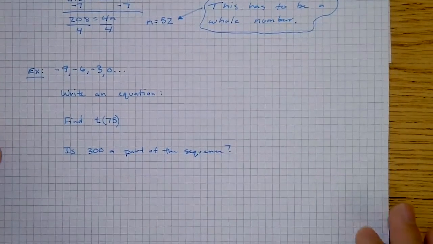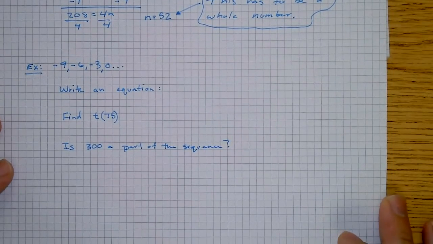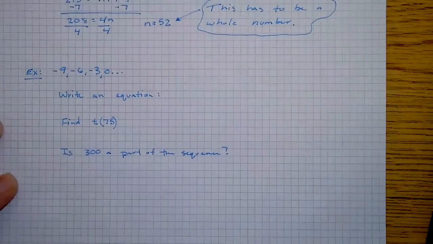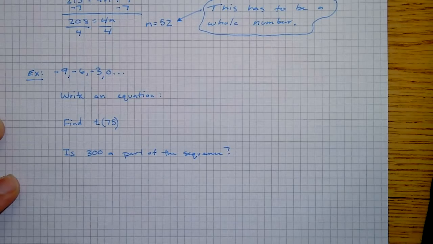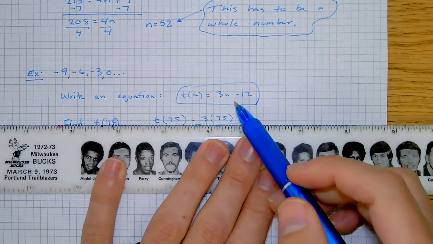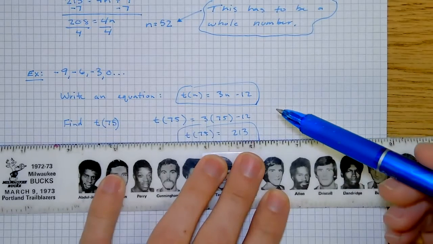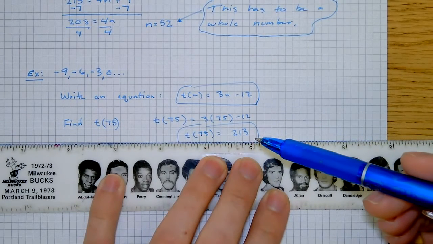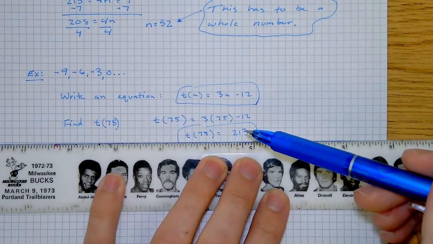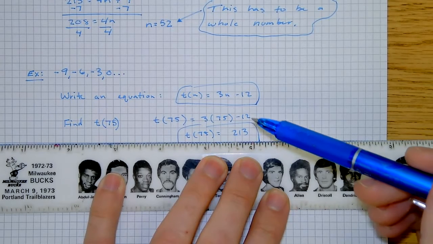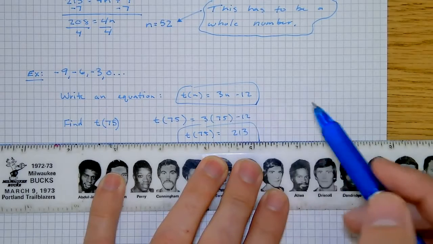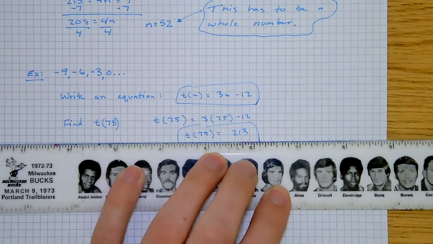Okay, so try this on your own. You get -9, -6, -3, 0. Find t of 75, or write the equation, find t of 75, and then determine if 300 is a part of the sequence. As our equation, Gavin, what'd you get for t of 75? I think you got 225? Yeah, you just forgot to subtract the 12. So subtract the 12 and you get 213.